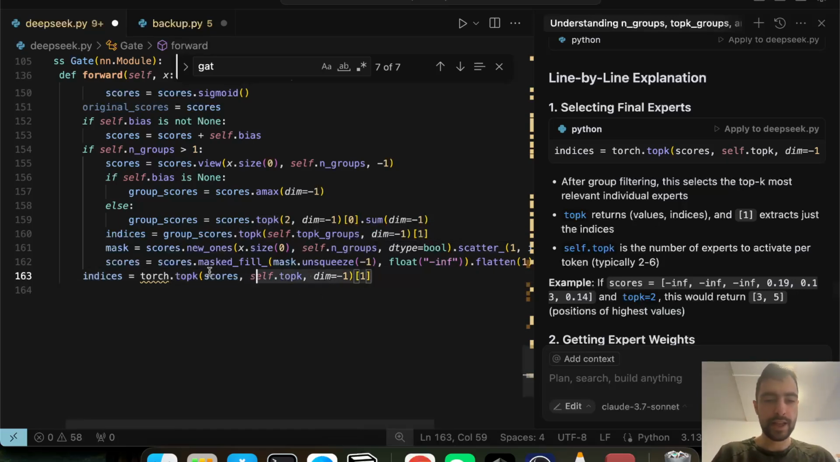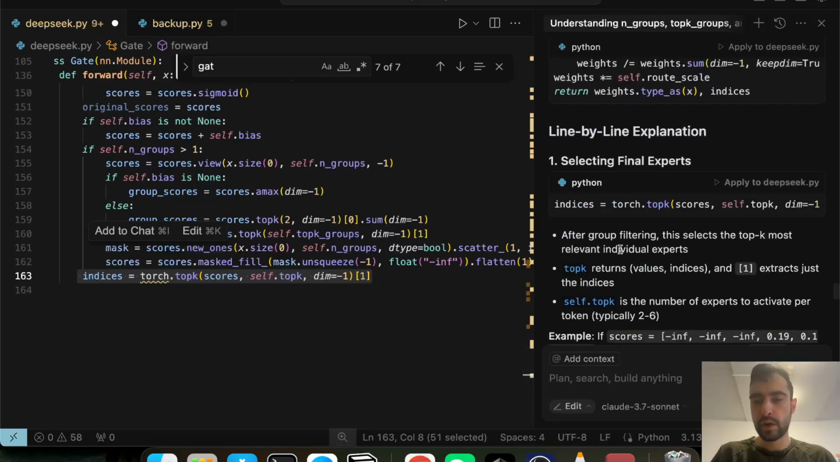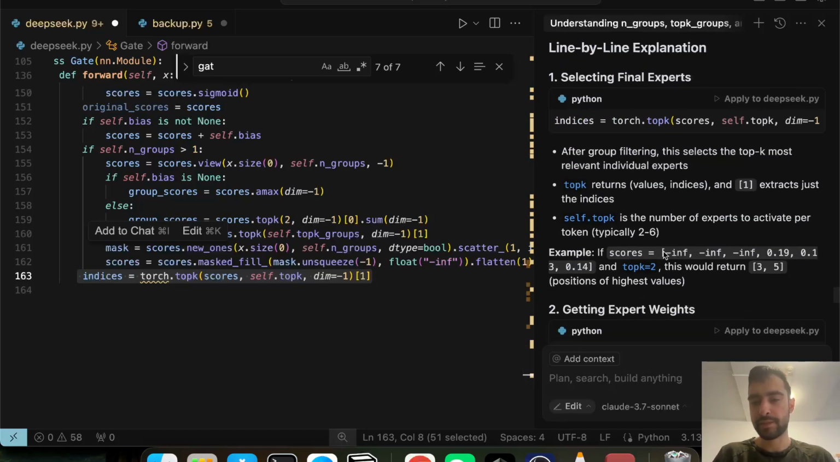Okay, so let's see an example for this. We have our scores that are minus infinity, etc. And then there is 0.19, 0.13, and 0.14. So if we select 2 experts, we will select 0.19 and 0.14 because they are the highest scores. And then because we are extracting indices, we will get 3 and 5, expert 3 and expert 5.